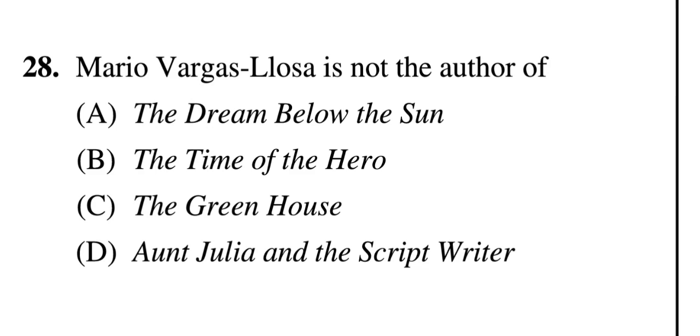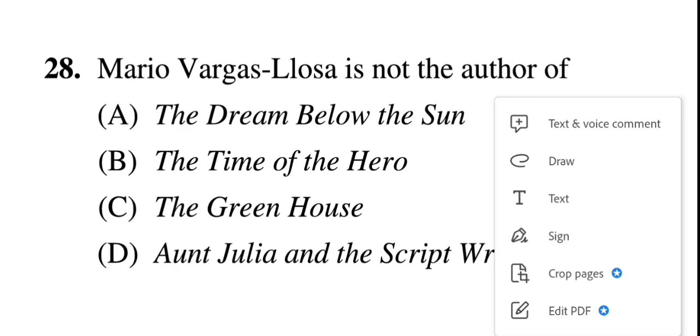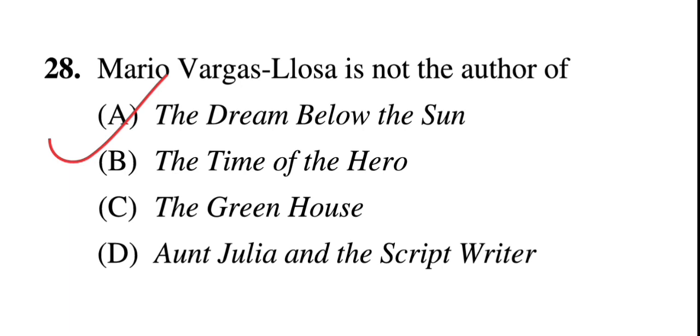Next question we have is, Mario Vargas Llosa is not the author of which of the following? The Dream Below the Sun, The Time of the Hero, The Green House, Aunt Julia and the Scriptwriter. The correct answer is A, The Dream Below the Sun. He is not the author of this work, but the rest, The Time of the Hero, The Green House, Aunt Julia and the Scriptwriter, are written by Mario Vargas Llosa.